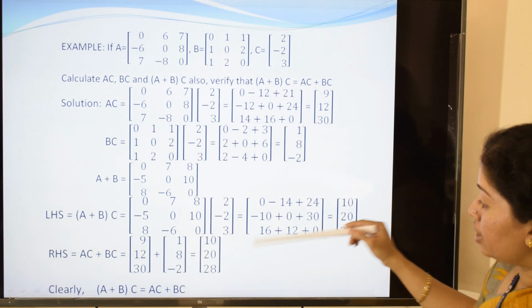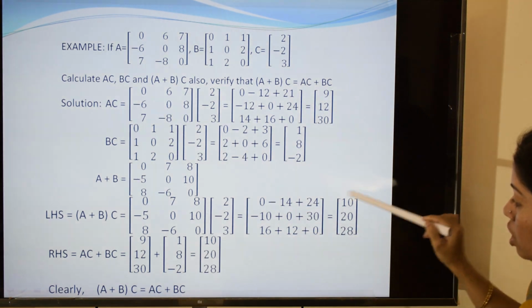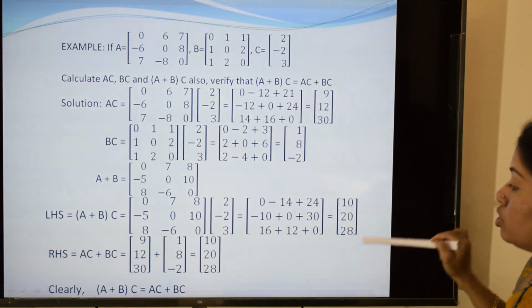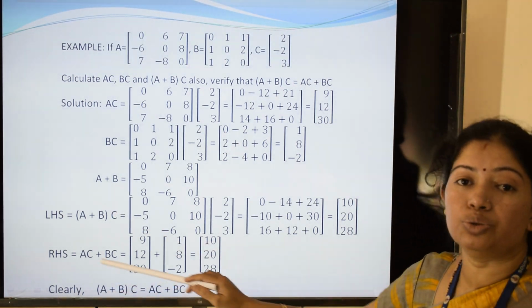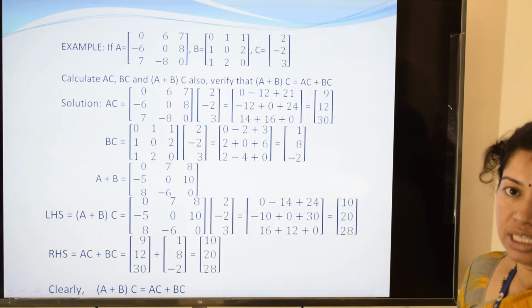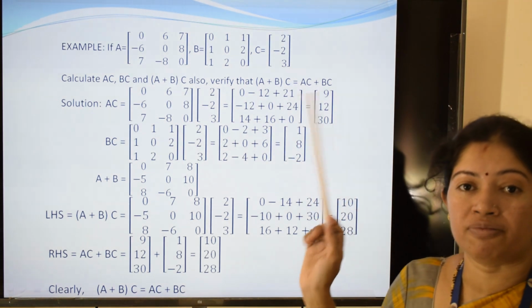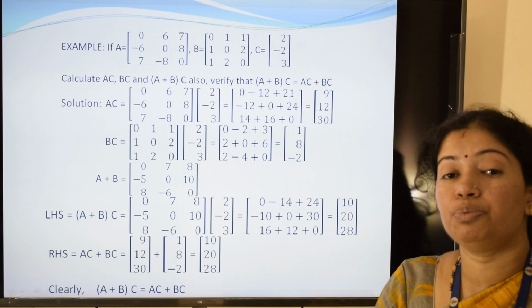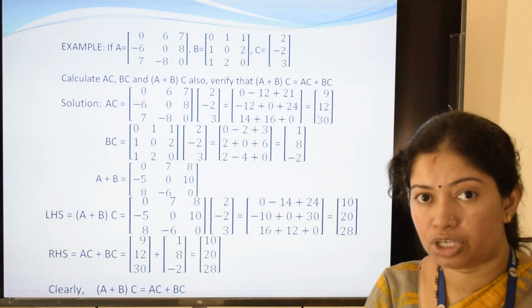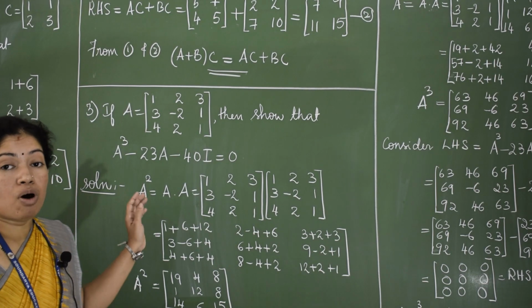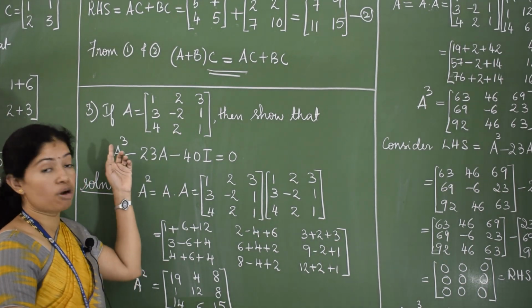Now if you compare this LHS and RHS, what did you get? You got the same matrix. So what can we conclude? A plus B into C is equal to AC plus BC. So this is another problem of that kind, verification of distributive law, which can be asked for 5 marks in your board examination.